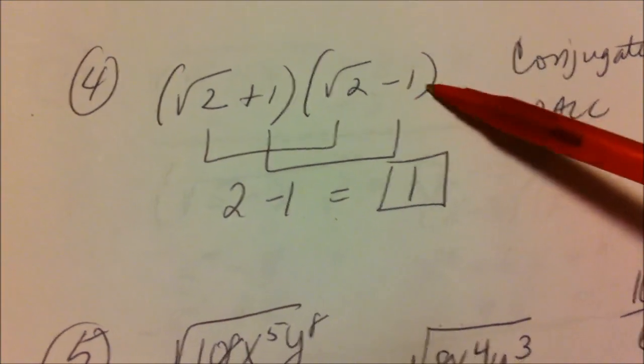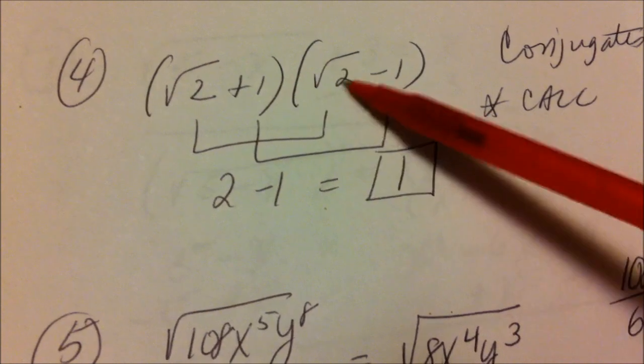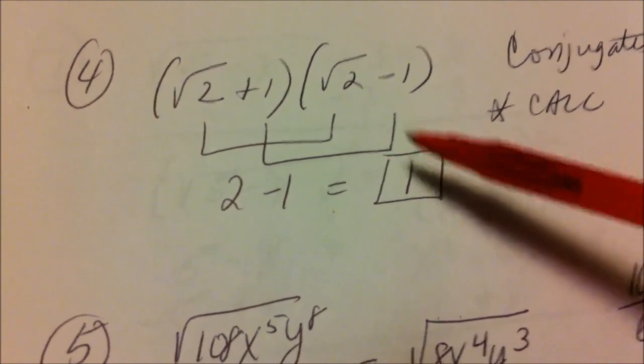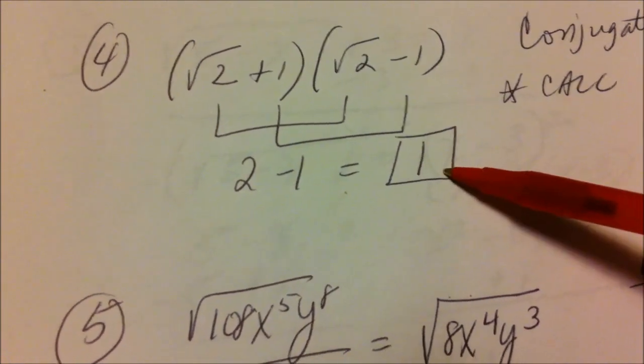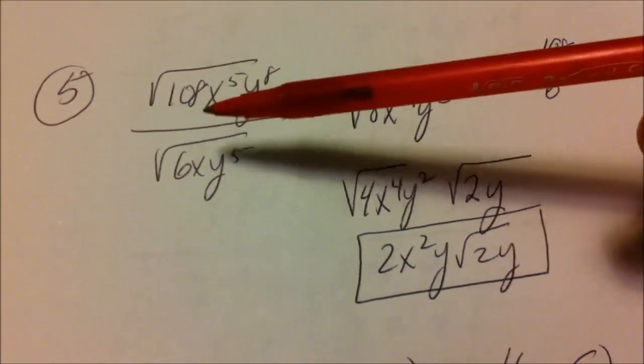So this is the process of rationalization. When you multiply anything by its conjugate, whether it be irrational or imaginary, it will become a nice real rational number. Number 5 was dividing radicals, dividing square roots.